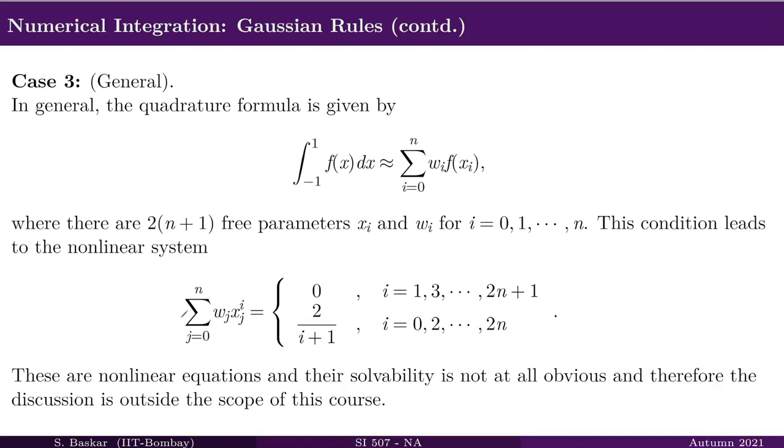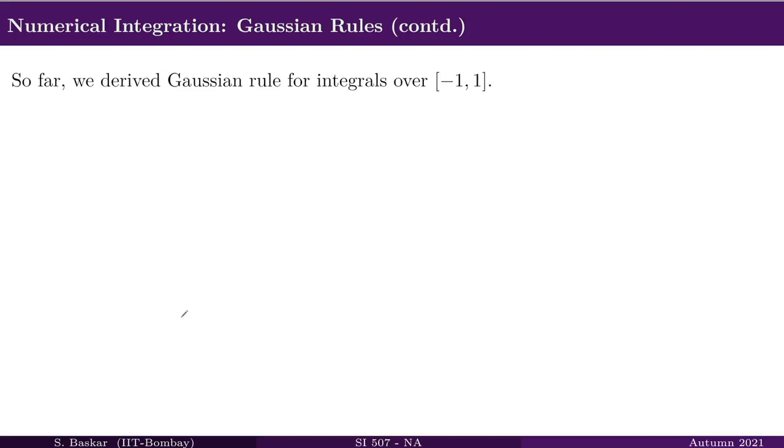As I told, these are nonlinear equations, and their solvability is not at all obvious, and therefore the discussion is actually out of the scope of our course. However, n equal to 0 is not very difficult, and n equal to 1 is not very difficult. So we will restrict ourselves to n equal to 0 and n equal to 1 from the examination point of view. Well, so far we have derived the Gaussian rule for integrals over the interval minus 1 to 1.